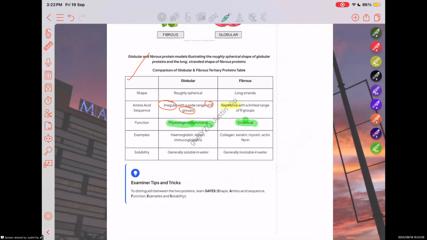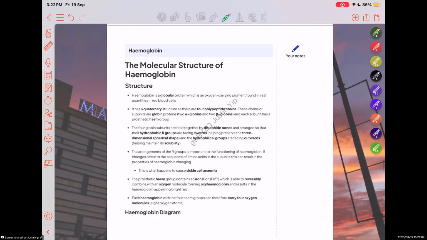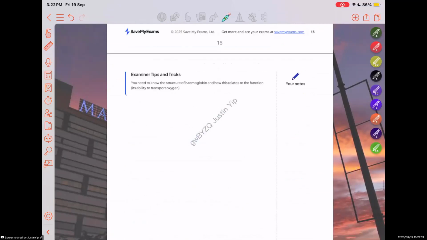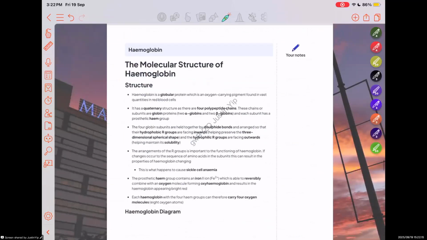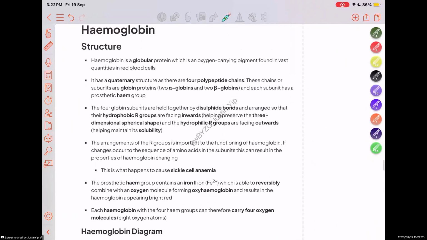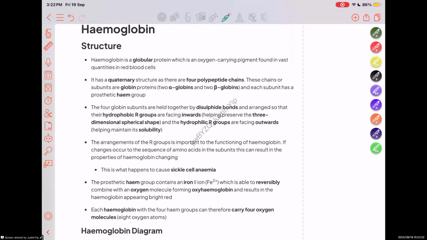Okay, we are done with the first part. I think we still have a little bit more, then we are done with protein and we will enter water. Now, the molecular structure of hemoglobin. We talk specifically about this one.